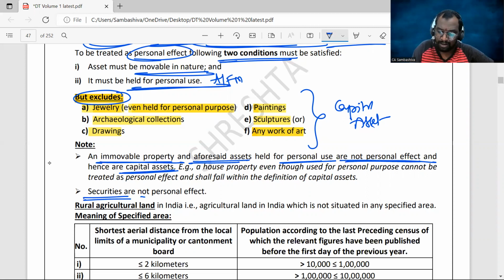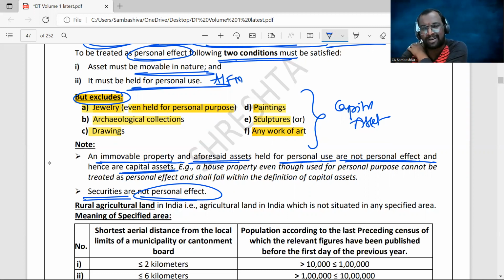Next, securities are not personal effects. Why, sir? Securities are movable in nature and I'm using securities for my personal purposes. How are you going to treat securities for your personal purposes, ma'am? See, if I purchase a phone, yes, I'm using the phone for my personal purposes. I purchased a laptop, I'm using it for my personal purposes. I'm taking classes, I'm doing my office work. But when you purchase shares, can you use your shares? The only thing you can do is buy shares and sell shares. That's it. But you cannot use shares for your personal purposes.